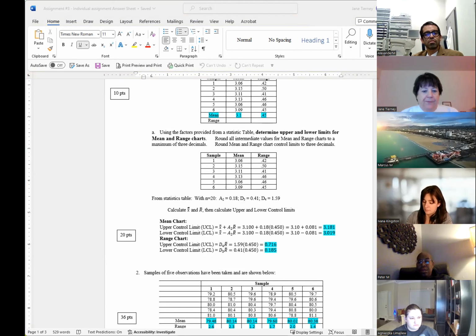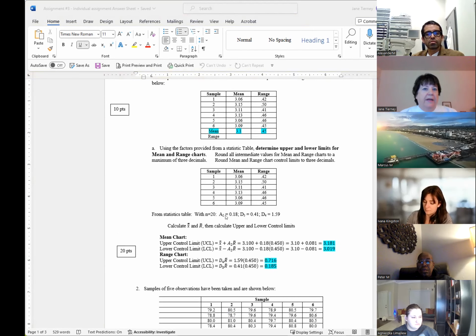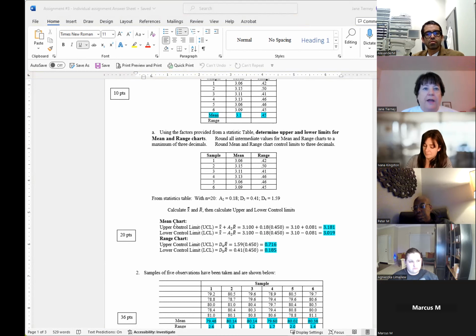So that's great. Okay. So everybody, we got the X double bar and the R bar. So we have those, and our sample size n equals 20 from what we had up here. A2 is 0.18, so I'm giving you that value. D3 is 0.41 and D4 is 1.59. So we take these formulas and we use them to calculate the upper and the lower control limits. For the mean chart, the X bar chart, the average chart, we're going to take X double bar and add that to A2 times the R bar. That's the formula, and I'll give you that formula on the test. In this case, I gave you the A2 value, D3 and D4.